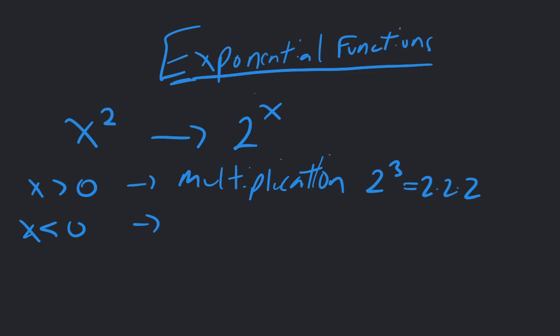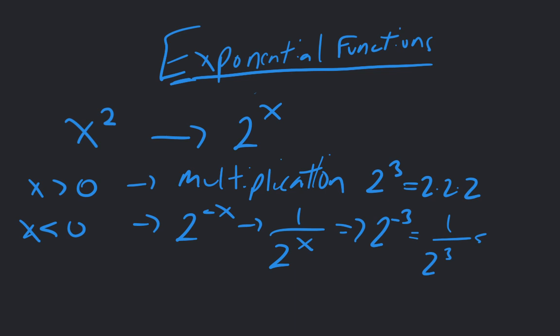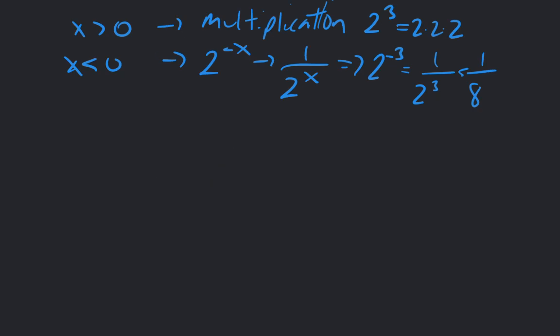The reason for this is because when we have 2 to the negative x, that's just the same as 1 over 2 to the x. And if x is 3, or negative 3 in this instance, then that's just 1 over 2 cubed, and that's just 1 over 8. Exponentials typically grow much faster than a polynomial.